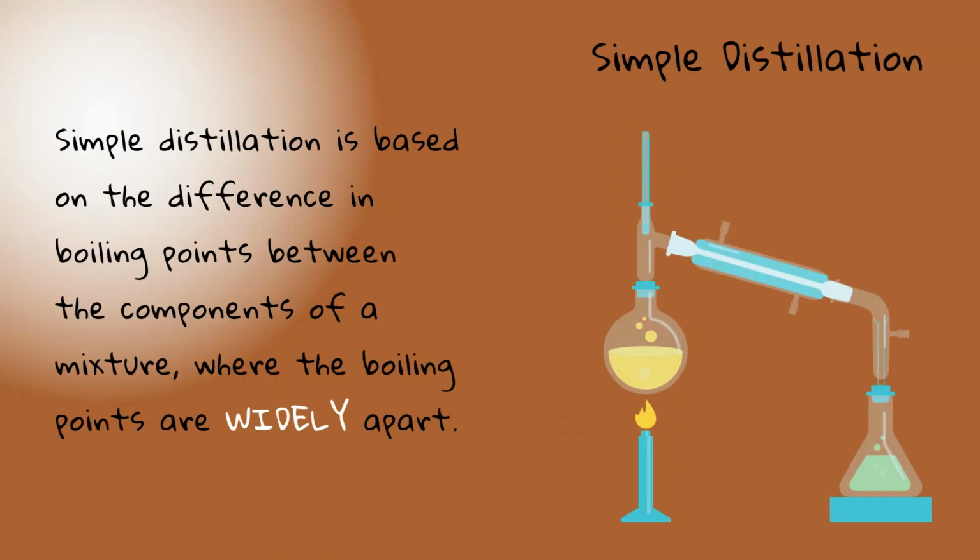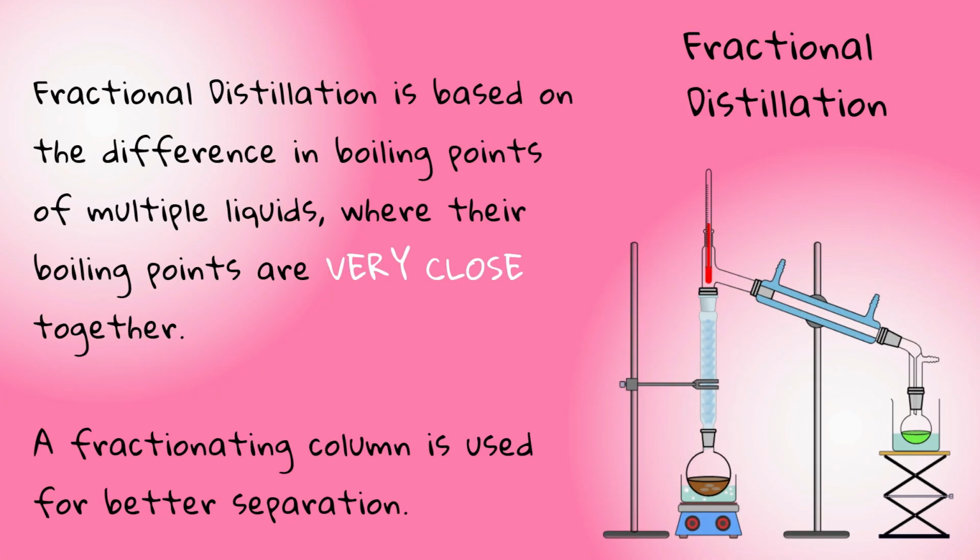Simple distillation is based on the difference in boiling points between the components of a mixture, where the boiling points are widely apart. While fractional distillation is based on the difference in boiling points of multiple liquids, where the boiling points are very close together. A fractionating column is used for better separation. This is your fractionating column.